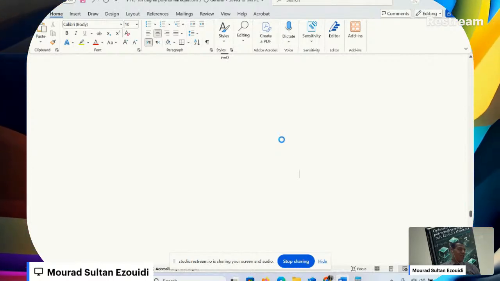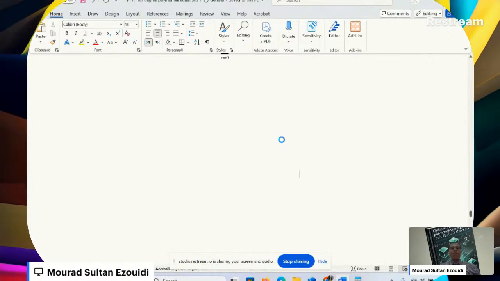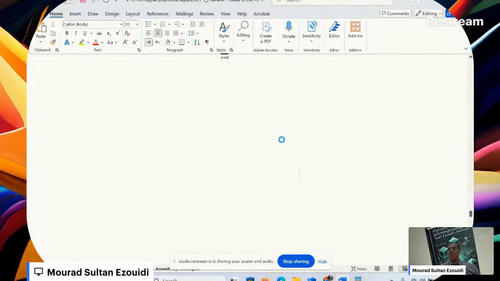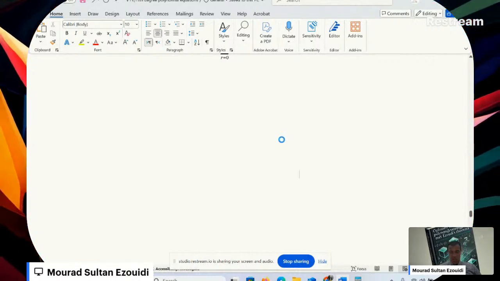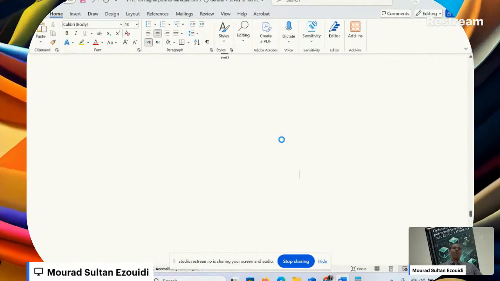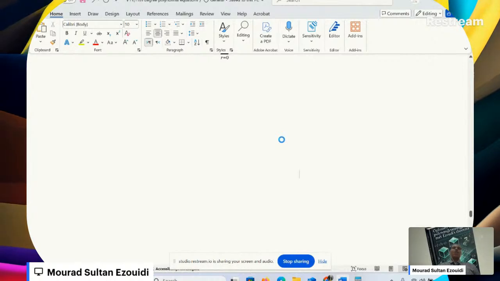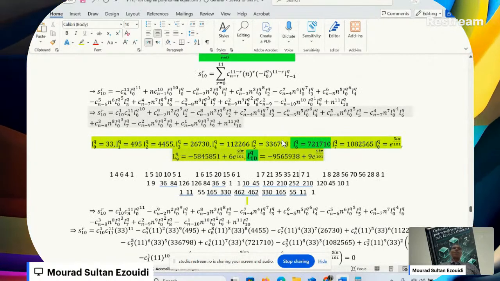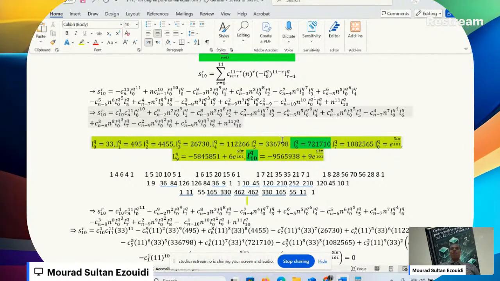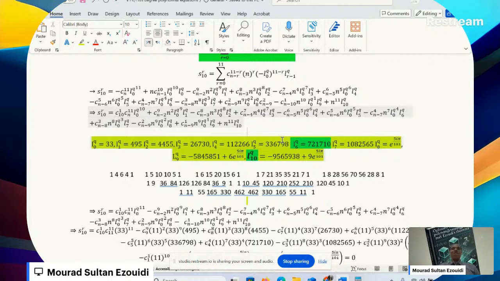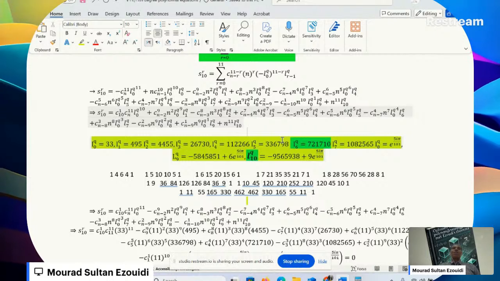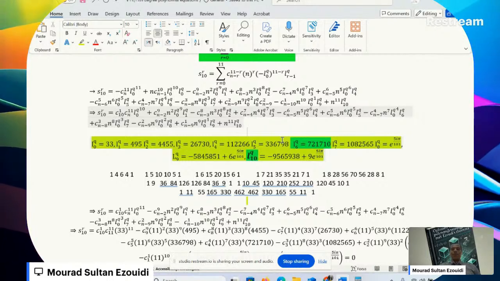It's very easy, just use your calculators and make your own conclusion, or write the new 11th degree equation according to the coefficient value found before. So we can say that the theorem of Mourad Sultan Ezouidi rewrites what was believed to be a dead end. We bring light into what was once shadow.